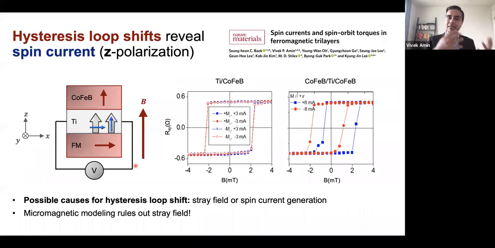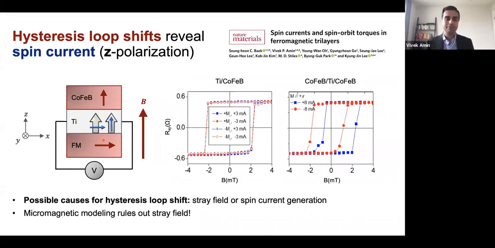Okay, so I've talked about a simple theoretical model and first principles calculations, which are corroborating some of the physics from that model. And so now I'll talk about an experiment which is attempting to probe these types of effects in a ferromagnetic trilayer. What we have here is a ferromagnetic trilayer where the top layer is cobalt iron boron with a perpendicular magnetic anisotropy, a spacer titanium layer, and a bottom ferromagnetic layer, which could either be cobalt iron boron or permalloy.